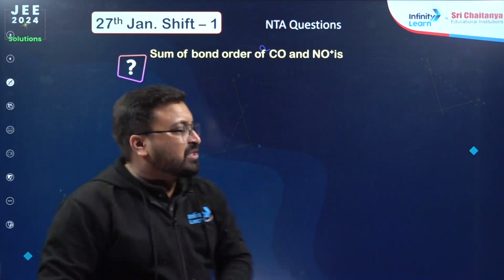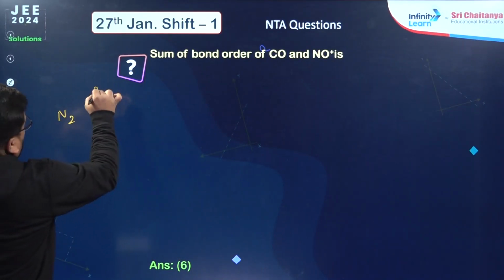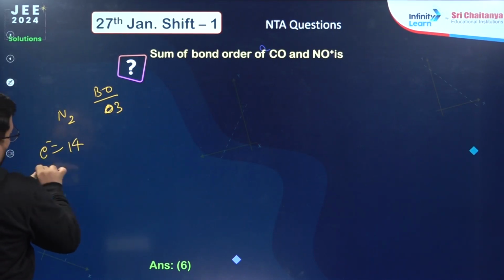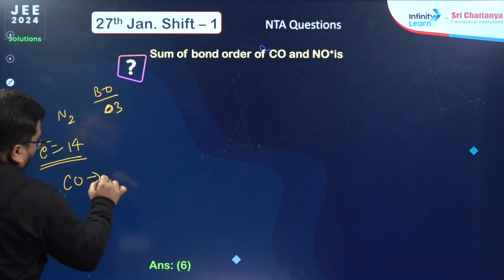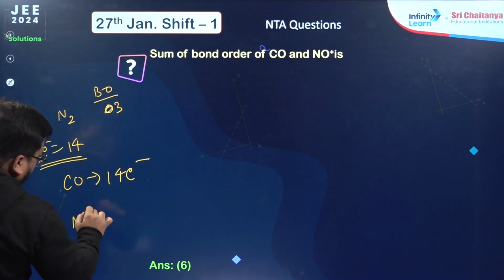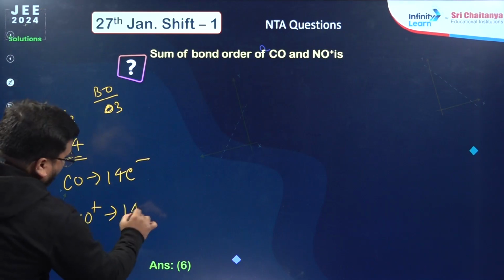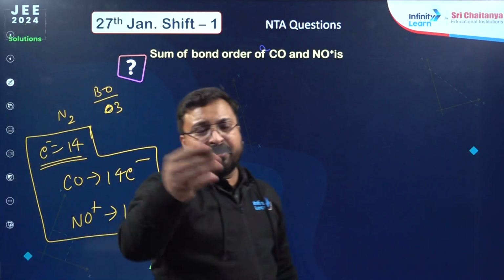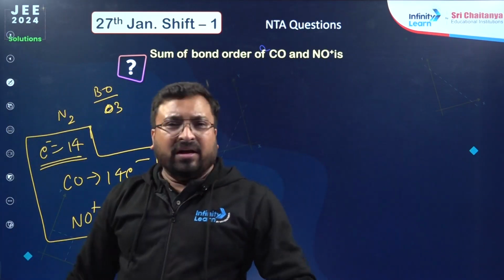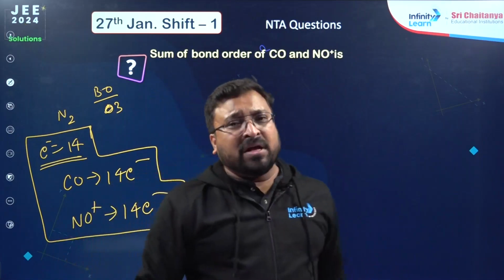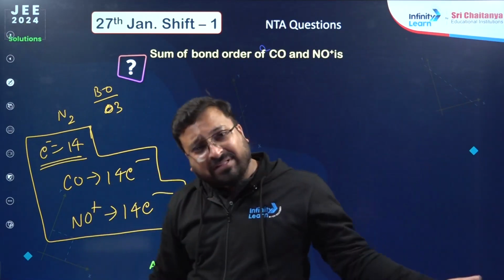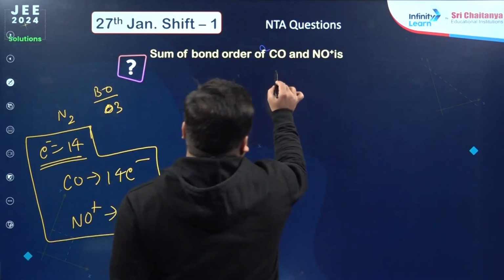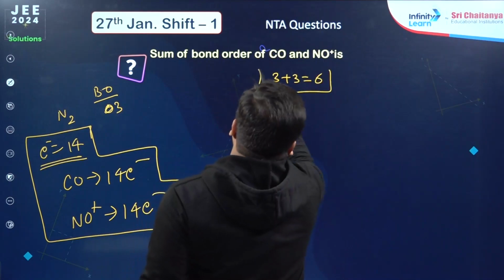But I will tell you a very easy way. You know N2 bond order is 3, and it has 14 electrons. CO also has 14 electrons, and NO plus also has 14 electrons, so all these species are isoelectronic in nature. If they have the same number of electrons, they are isoelectronic. If they are isoelectronic, their electronic configurations are the same. If everything is the same, their bond order will be the same, and these things are written in NCERT. No need to solve anything else. So 3 plus 3 equals 6. So 6 will be the answer.